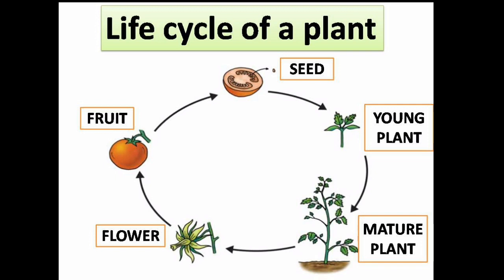Fruit contains seeds and each seed contains young plant or plantlet which gives rise to mature plant and in turn gives rise to flowers and then fruits. So like this the life cycle of a plant continues. So life cycle of a plant includes series of changes.